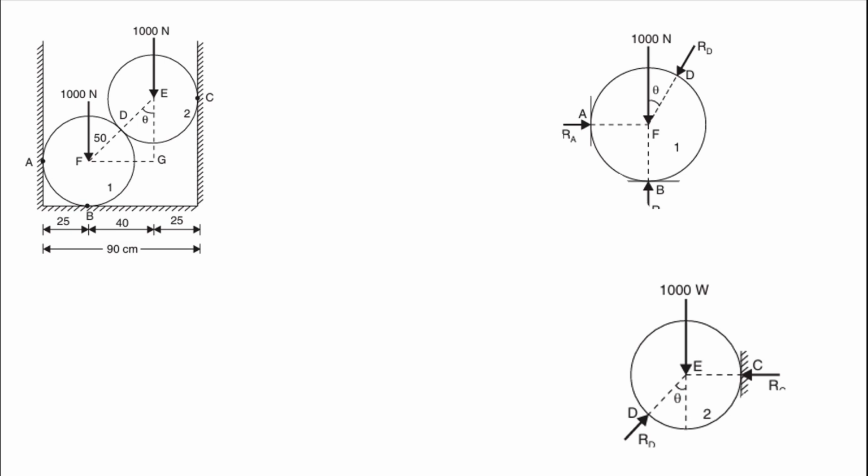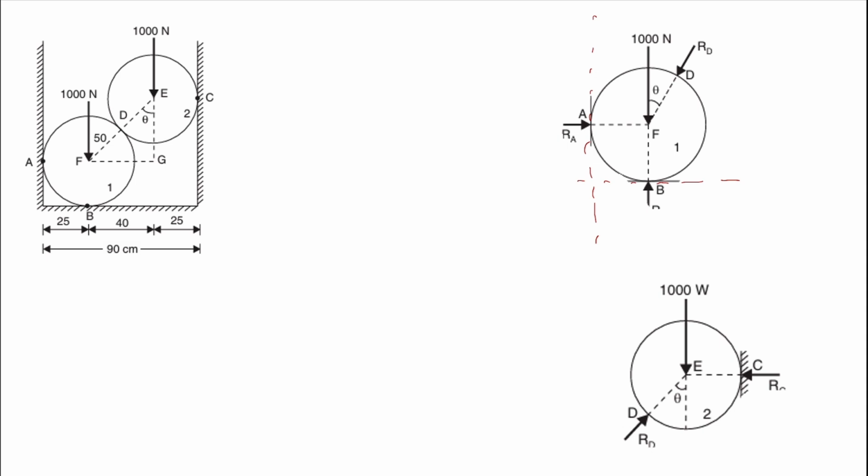Okay, so here we know there are two spheres, numbers 1 and 2. Two spheres are there, so we need to draw the free body diagram of both. First I'm considering the first sphere. So I'm isolating that sphere only, just ignoring the supports here, and only drawing the reactions on that point.